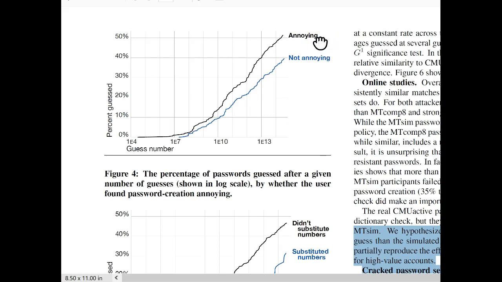And this also amuses me, that if the user was annoyed when they were creating their password, it is more likely to be guessed than if they were not annoyed when they were creating their password. And so this just lends to my general theory that the world is a better place when I am not annoyed.